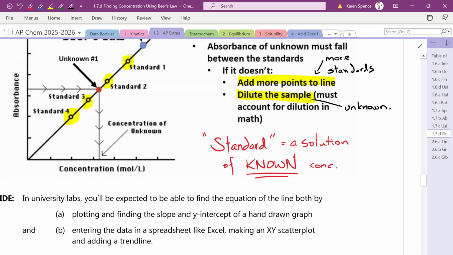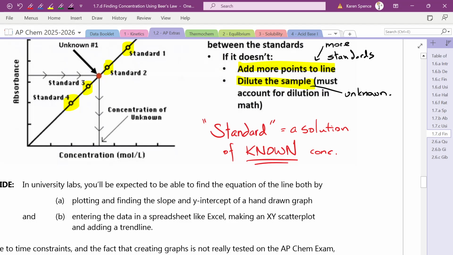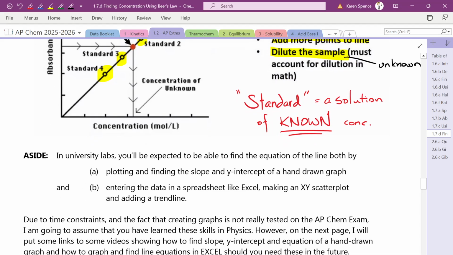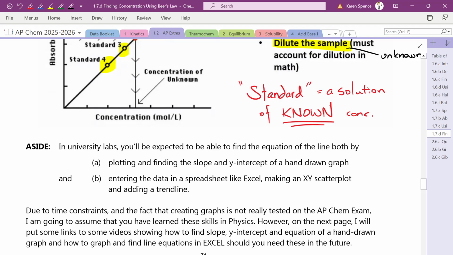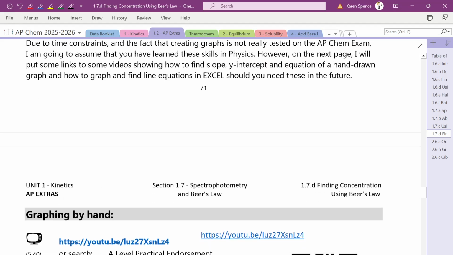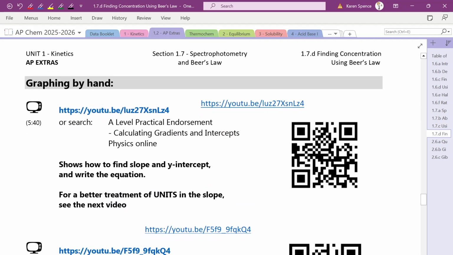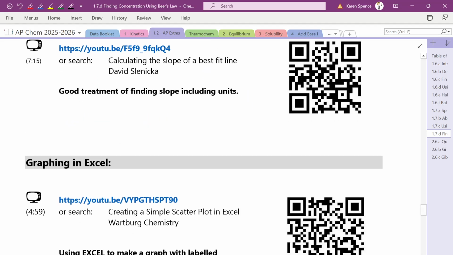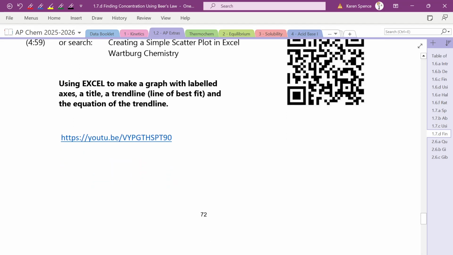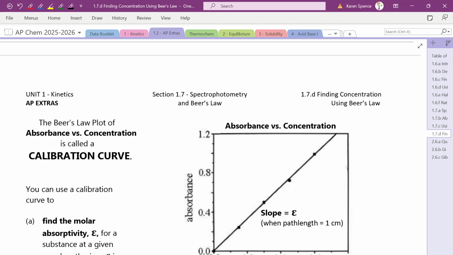Okay, cool. In university labs, you'll be expected to find the equation of the line both by plotting and finding the slope and y-intercept of a hand-drawn graph, and by entering the data in a spreadsheet like Excel, making an XY scatter plot, and adding a trend line. I'm not going to teach you either of those things. I'm going to assume that you have learned this in physics or elsewhere. If you have not, here's how to graph things by hand. Here's how to graph in Excel. You can watch those if you want to, but we don't got no time for it.